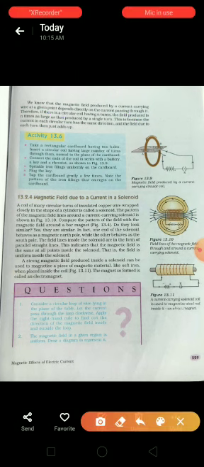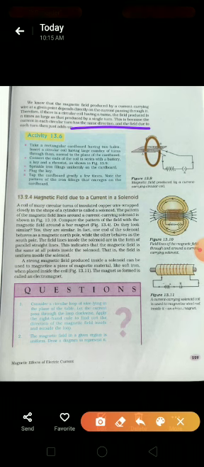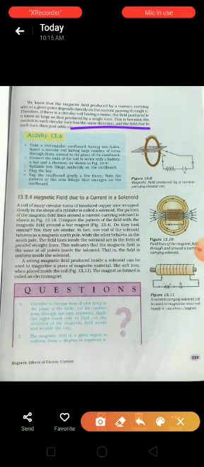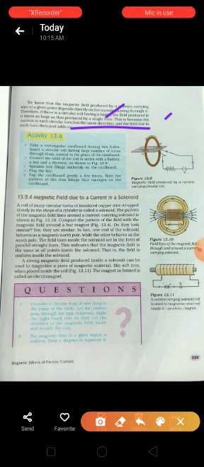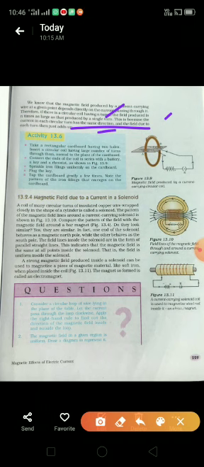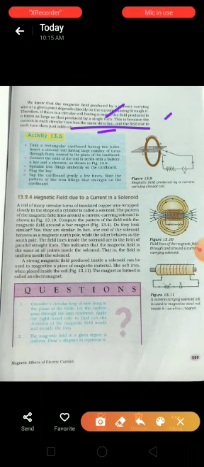Therefore, if there is a circular coil having n turns, the field produced is n times as large as that produced by a single turn. This is because the current in each circular turn has the same direction, and the field due to each turn just adds. You can see activity 13.3.